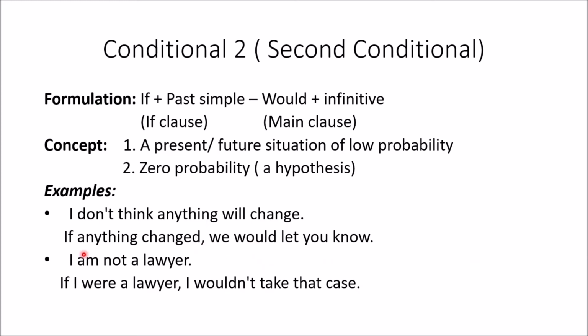Another situation, I am not a lawyer. If I were a lawyer, I wouldn't take that case. So we have a hypothetical situation here. If I were a lawyer, I wouldn't take that case. As you can see, we have the if clause, a comma, and then we have the main clause with wouldn't plus the infinitive take.